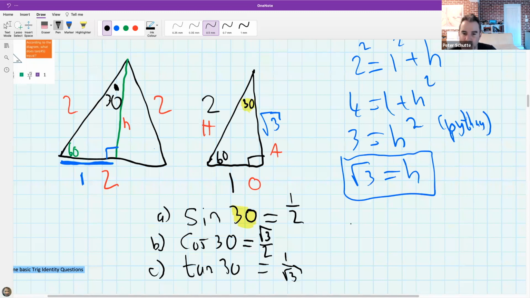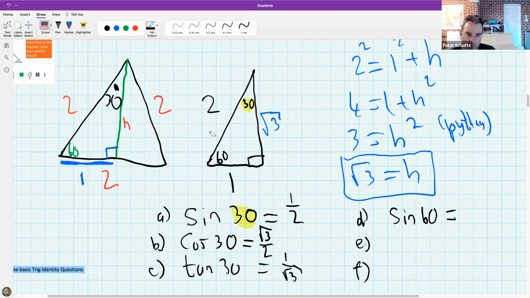Now, I'm going to be a bit sneaky. I want to now know the value of the sine of 60. And I want you to try and use the special triangle. What is the sine of 60? And again, no calculators are allowed here.